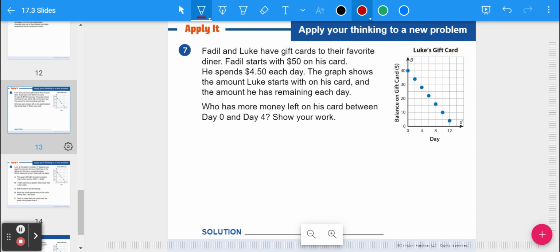Who has more money left on his card between day 0 and day 4? So Fadil, I spelled it wrong already.